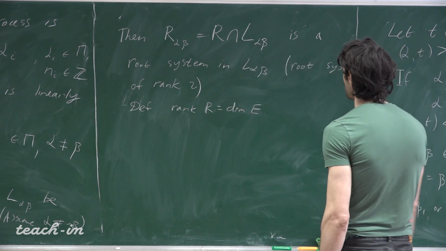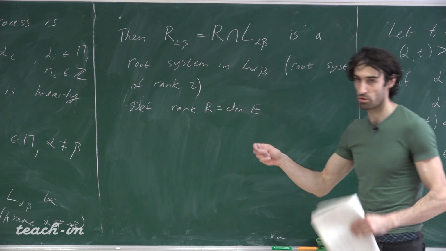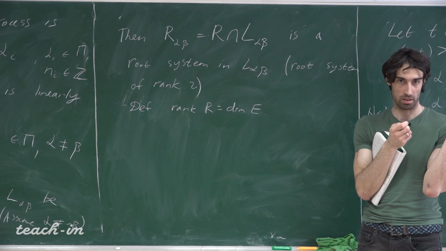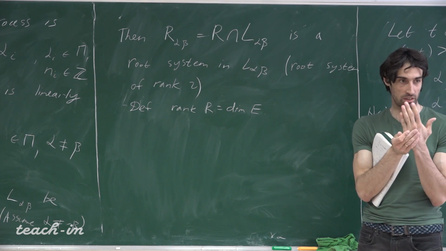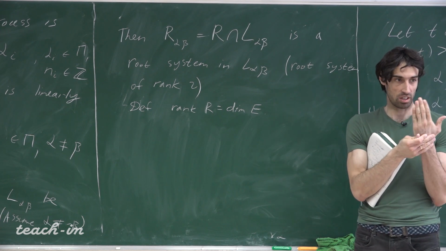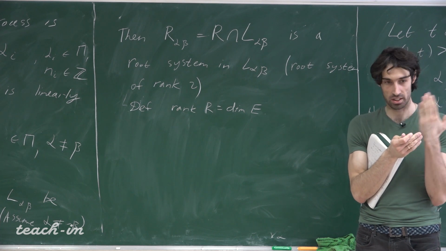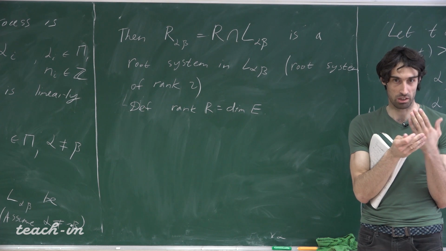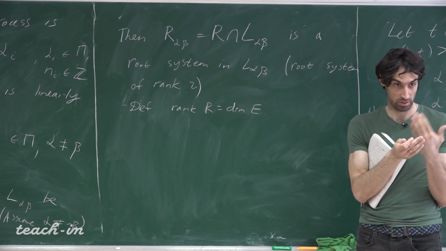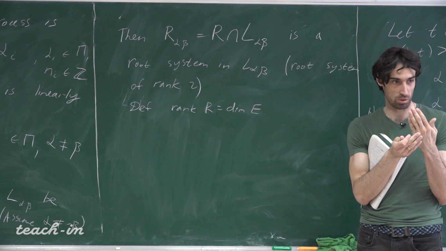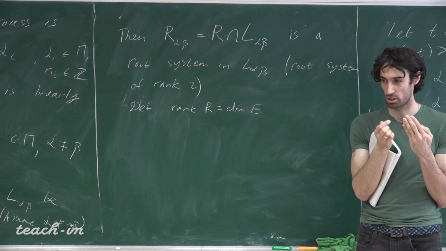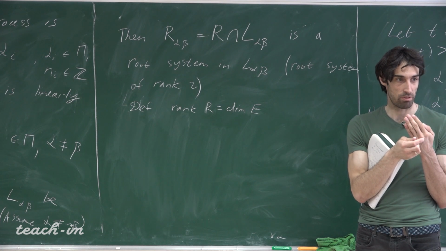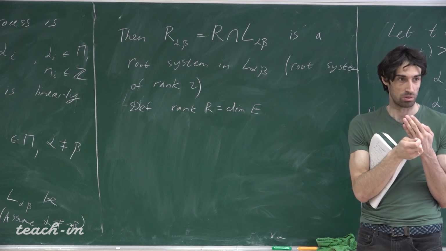Right, but root systems of rank 2. So first of all, why is that true? I take my plane and look at all roots that are in this plane, and the corresponding set is a root system itself, maybe smaller and of smaller rank, but still a root system. You can just check that all parts of the definition we have are actually true, right?